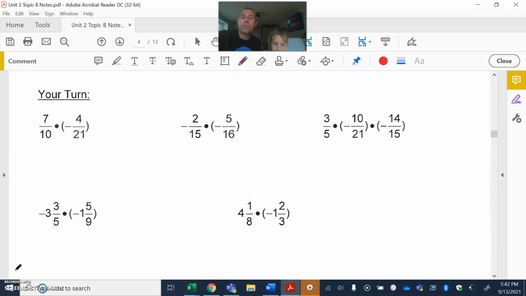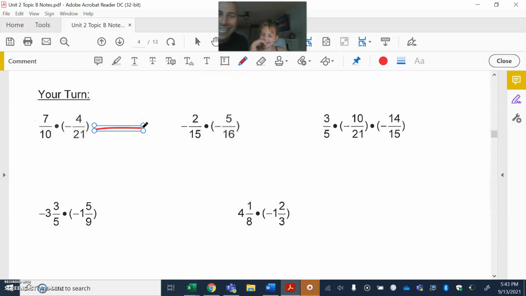Okay, so the big thing here is we have to remind ourselves to get the sign straight. I'm a big fan of getting the sign down right away. In the first problem, I see a 7/10. I see a negative 4/21. The first number is positive. The second number is negative. So different signs, people, which means our answer is going to be negative. Ella, put a negative sign up on the screen. You make like a dash. Yeah, right there.